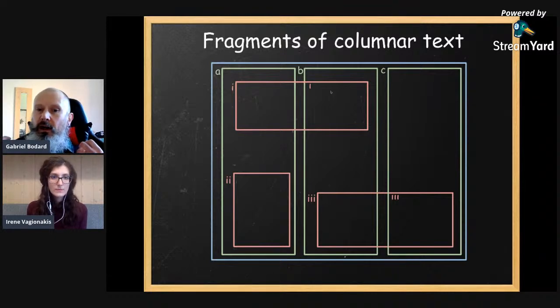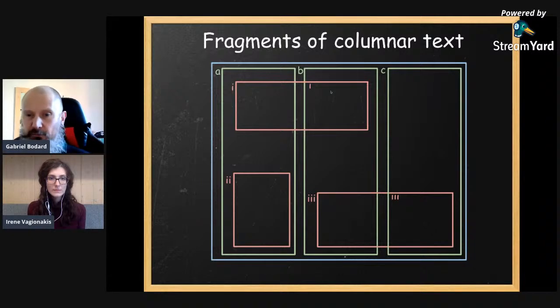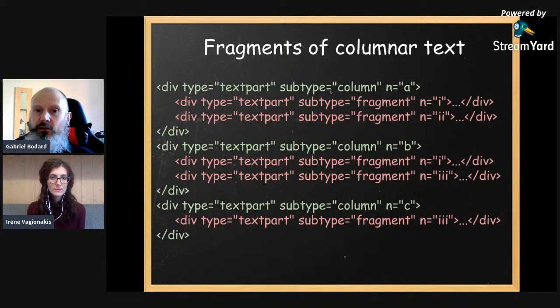And we want to record those columns, those original 3 texts, and the fragments within them. Having made that decision, and this is a decision that as an epigrapher or as a papyrologist, you will make when you're making your paper edition, when you're doing this by hand in your original notes, you'll decide how you want to divide up your text. And once you've decided, you can simply use the nested elements. You have the text part subtype fragments inside the subtype columns.